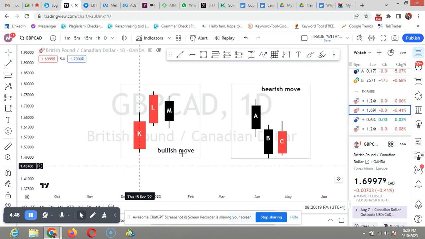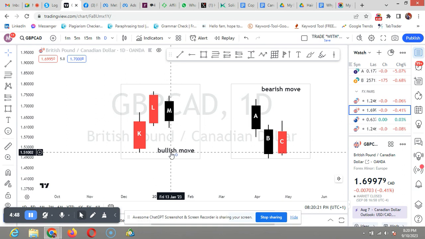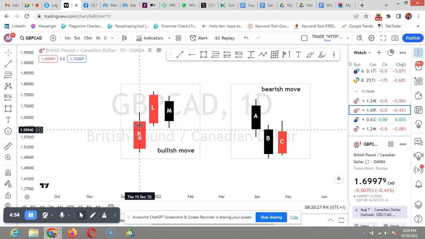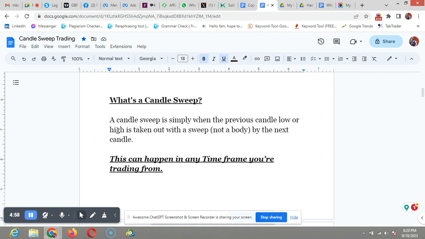All right, you can see in this bullish move we have three candles: this K candle, this L candle, and this M candle. Now, I told you by definition that a candle sweep simply means when the previous candle's low or high is taken out with a wick, not a body, by the next candle. What do I mean? It's simple.